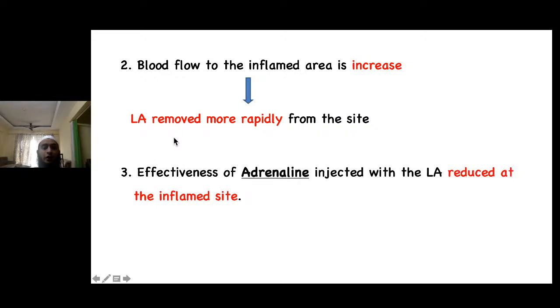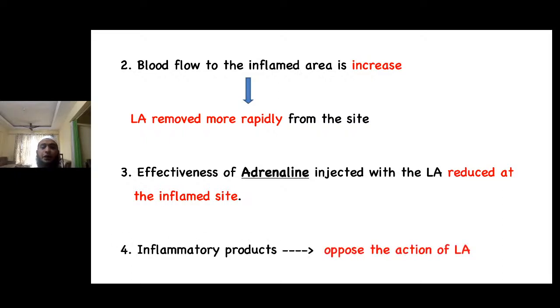Third thing, it also decreases the effectiveness of adrenaline. We generally give adrenaline with the local anesthetic to have quick local anesthesia, but in case of inflammation, the effectiveness of the adrenaline injection is reduced at the inflamed site. Since there is reduction in the effect of adrenaline at the site of injection, adrenaline will not produce its action, and it will delay the local anesthetic action. So this is the third reason.